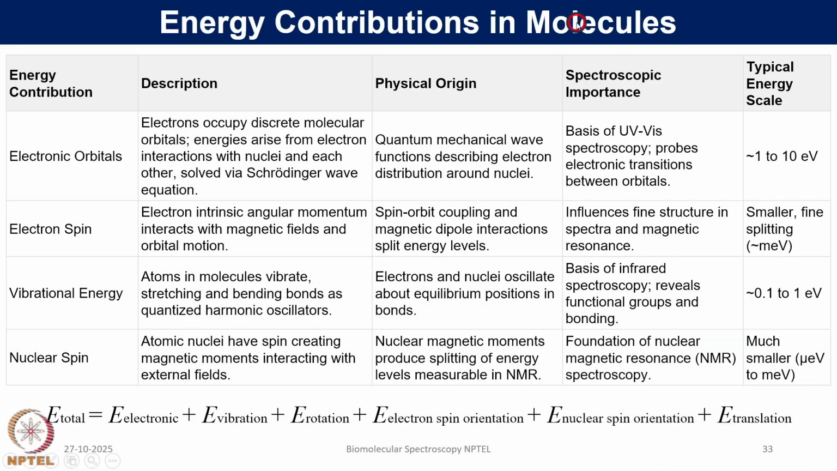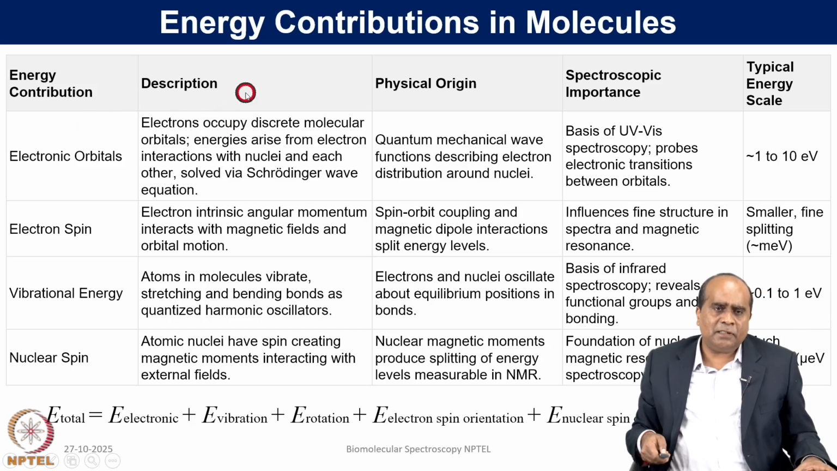So, to sum up the energy contributions in the molecule, we have electronic orbital, electronic spin, vibrational energy, and nuclear spin. The energy typically starts from 1 to 10 electron volt for electronic, this is smaller, like a milli electron volt, this is 0.1 to 1 electron volt, and much smaller, like a micro electron volt, in nuclear spin.